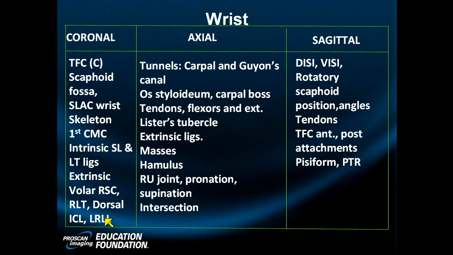First move, EPL status, extensor compartment number 3. Masses, fractures of the hook of the hamate, radioulnar joint, supination, pronation. And yesterday you saw distal intersection syndrome, where scar tissue caused contractile friction between the EPL and the extensor carpi radialis tendons, one being partially torn, the other being ruptured.